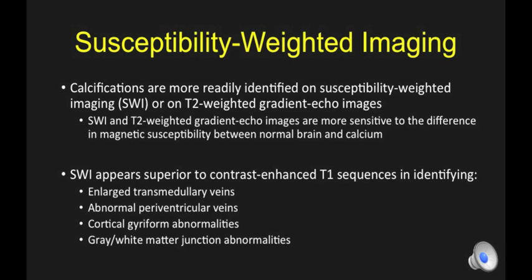Calcifications are more readily identified on susceptibility-weighted imaging, also known as SWI, or on T2-weighted gradient echo images. SWI and T2-weighted gradient echo images are more sensitive to the difference in magnetic susceptibility between normal brain and calcium. SWI appears superior to contrast-enhanced T1 sequences in identifying enlarged transmedullary veins, abnormal periventricular veins, cortical gyriform abnormalities, and gray-white matter junction abnormalities.